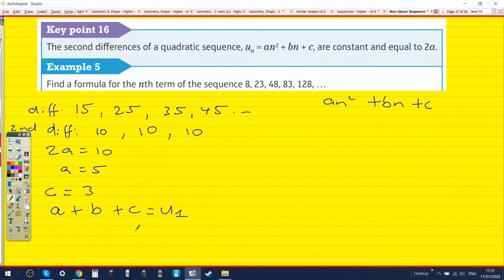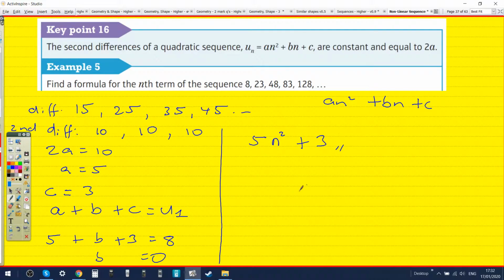So the first term is 8. Okay. So a is 5, and c is 3. So 8. So b is 0. Yep. And so, what is the nth term? It has to be n squared plus 3. Something's missing. 5n squared. Yes, that's it. 5n squared plus 0n plus 3.